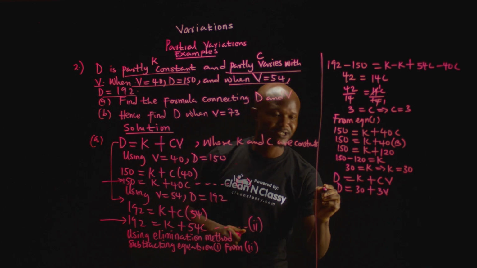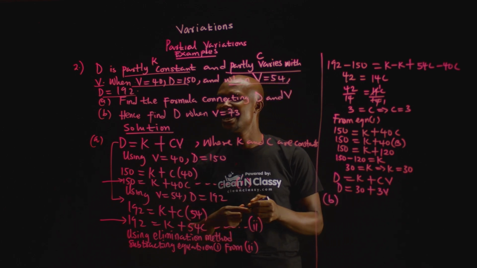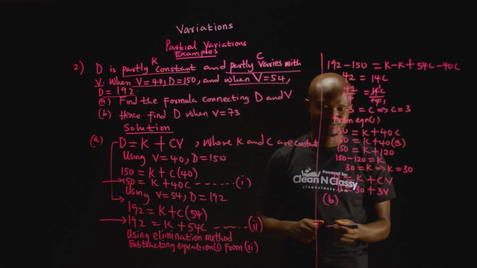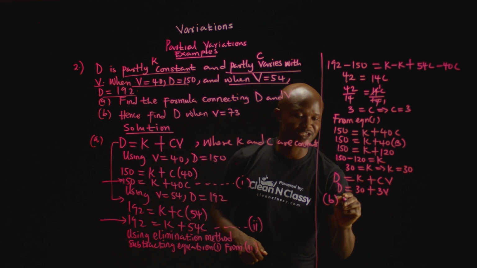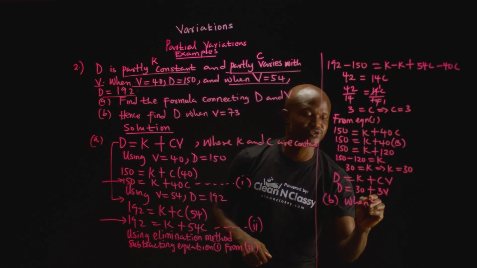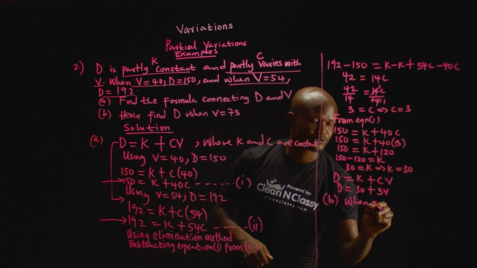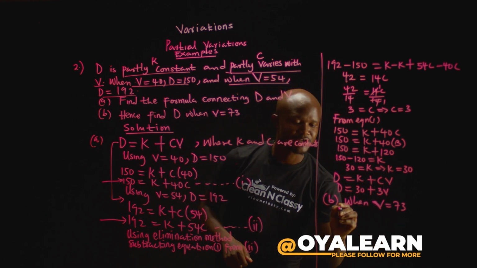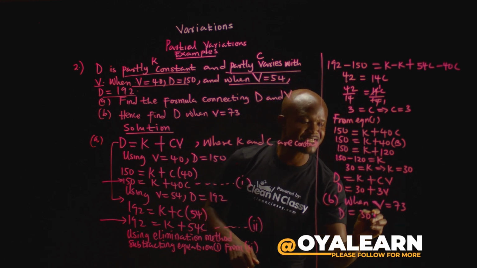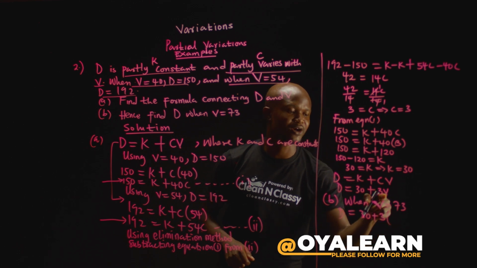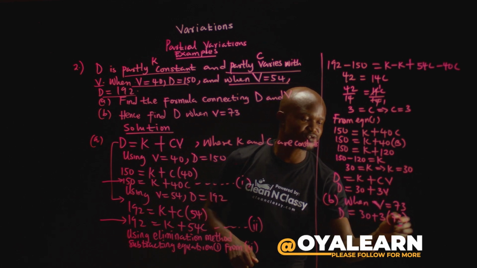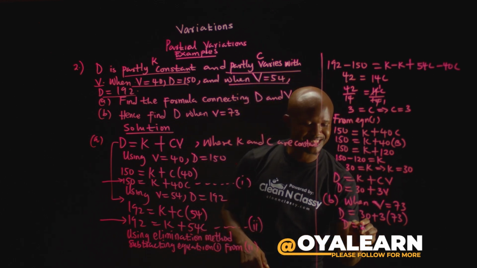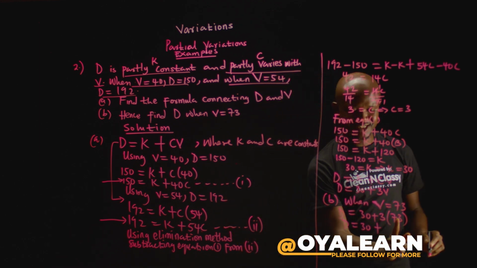Now, let's solve the second part of the question. Hence, find D when V equals 73. We are still going to use this formula. When V equals 73, what is going to be the value of D? Anywhere we see V here, we are going to put 73. We substitute 73 as V. Now, D will be equal to 30 plus 73 times 3.